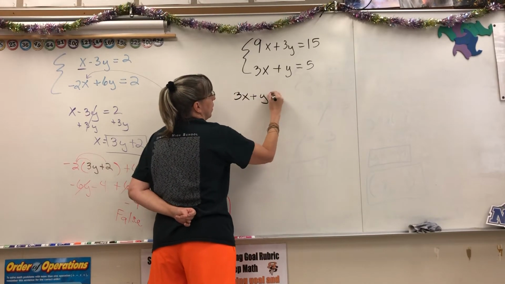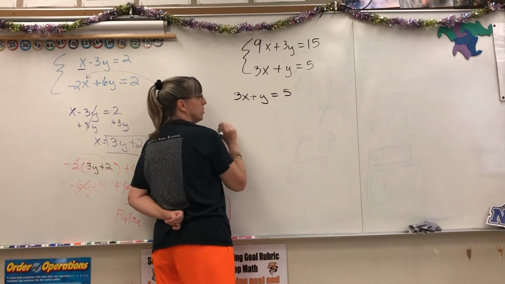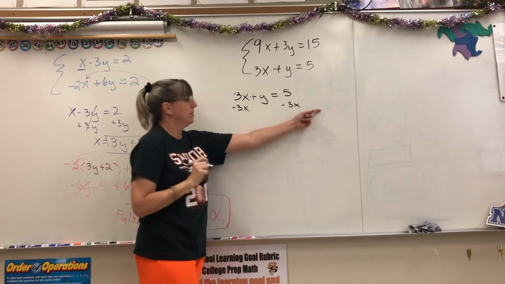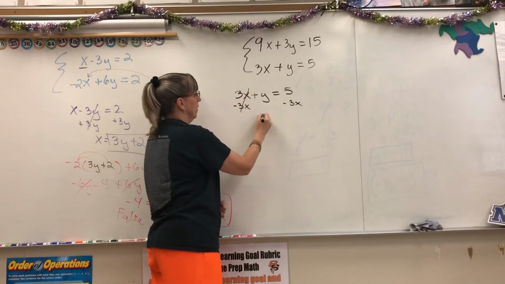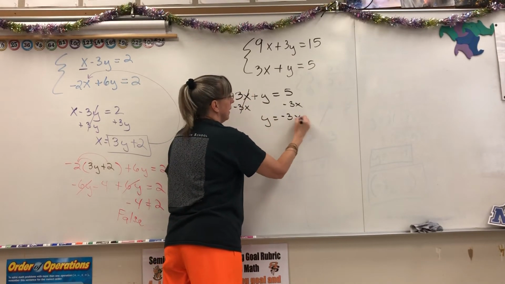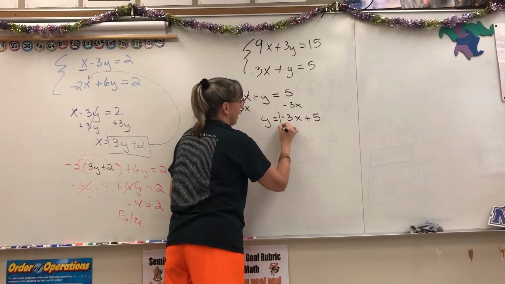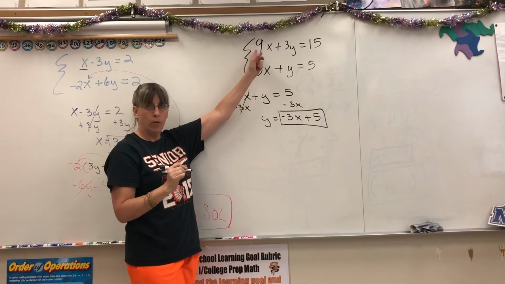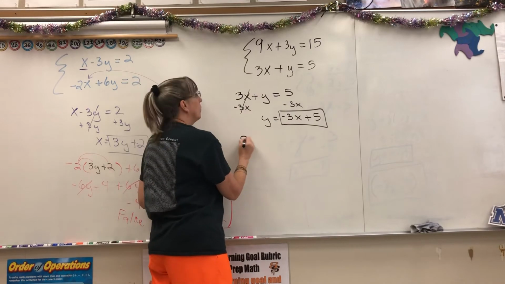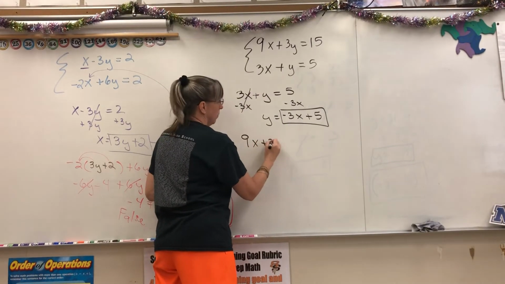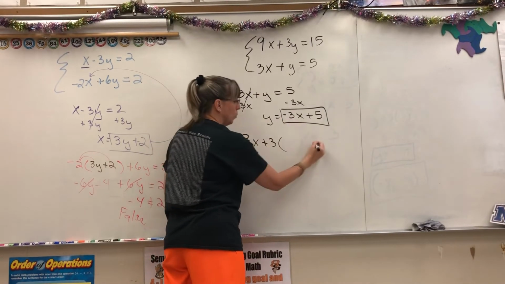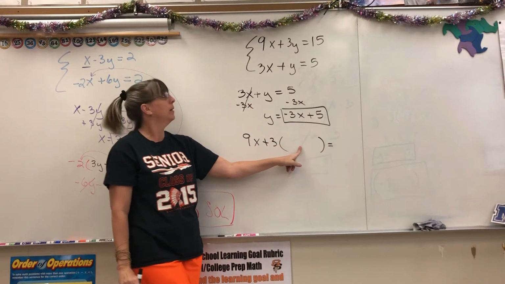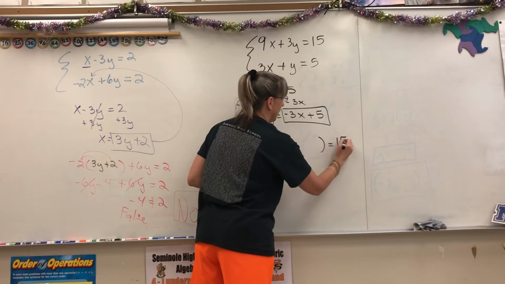3x plus y equals 5, and I'm solving for y. We've done this many times. It's just putting it basically in the slope-intercept form. Y equals negative 3x plus 5. Box that off. This is what you're going to plug into the other equation. So if I write 9x plus 3, where I see y, I'm going to put the parentheses, because this is what I'm going to plug in right here, and this equals 15.